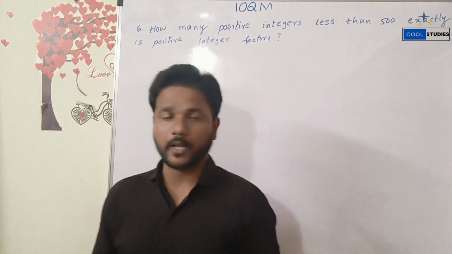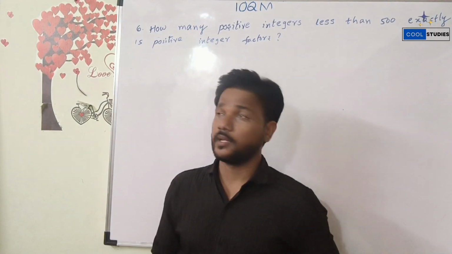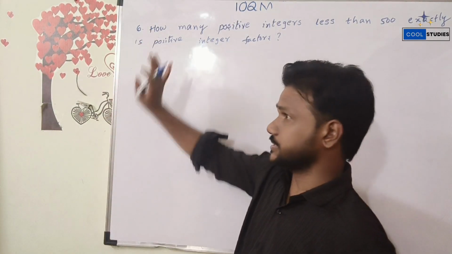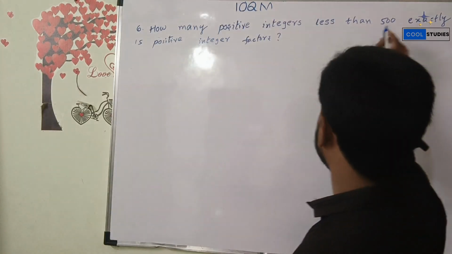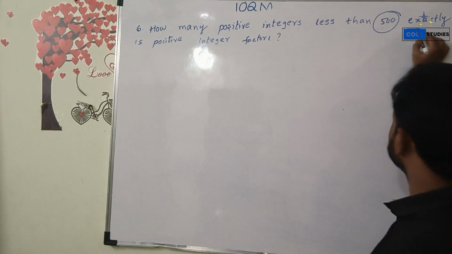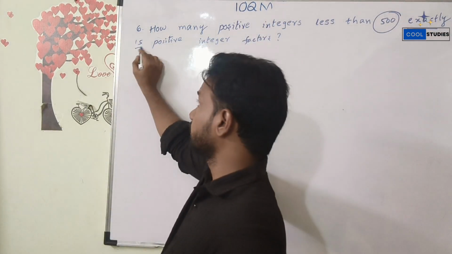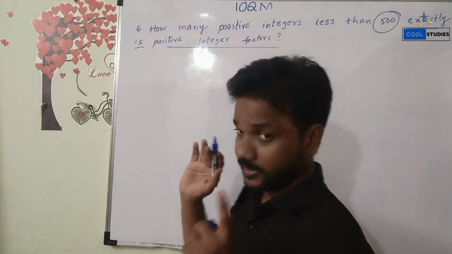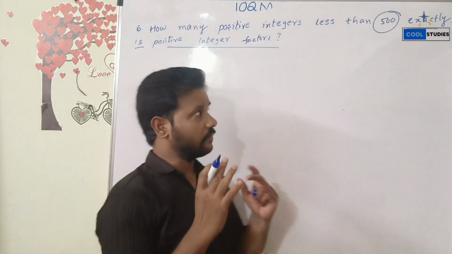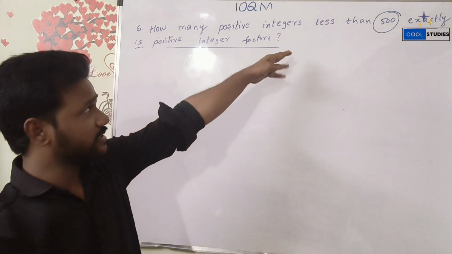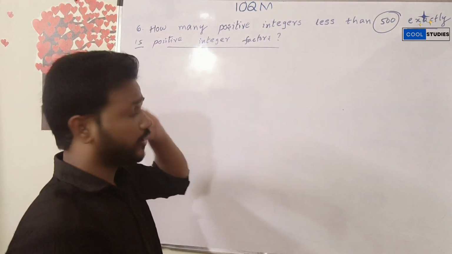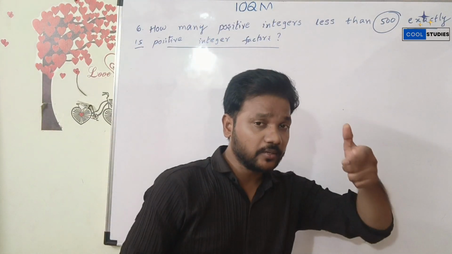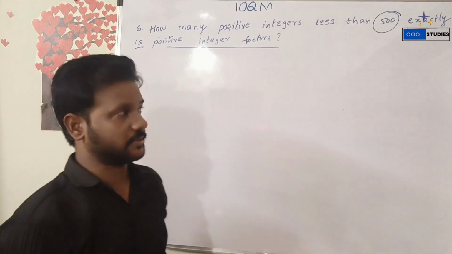So we are discussing IOQM practice problems. To discuss question number 6: How many positive integers less than 500 have exactly 15 positive integer factors? So we have to find the number of positive integers less than 500 with exactly 15 factors. That should be a positive integer.